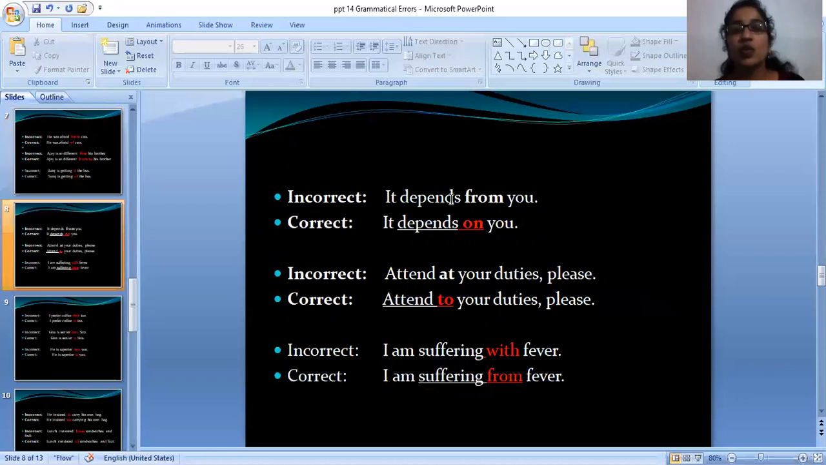It depends from you. Again, this is wrong, right? We cannot use the preposition from here. What is the preposition we have to use? We have to use on. Whenever we use depend, it has to be on or upon, right? It cannot be from. So it depends on you.